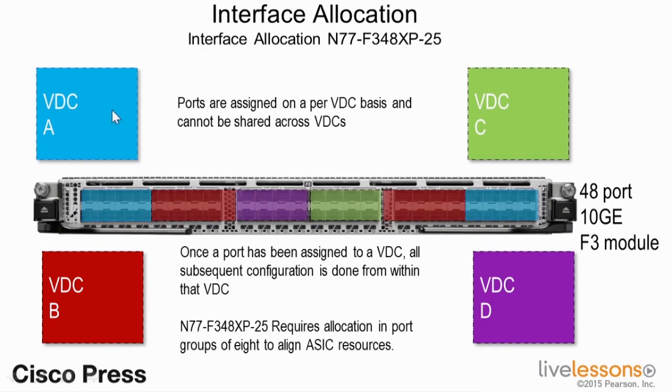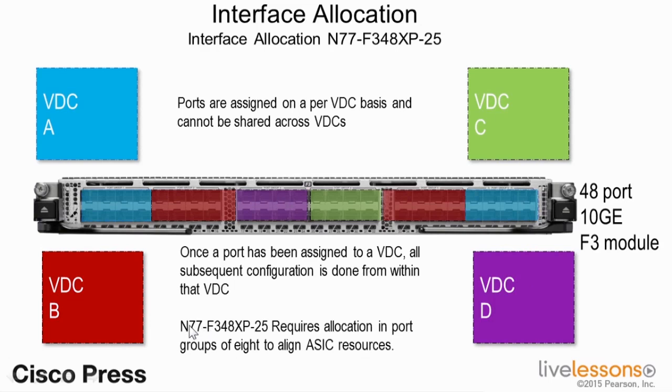If you look, I color-coded VDC-A to represent blue, VDC-B. So this is what I mean. I allocate specific interfaces into blue. So VDC-A has this group of ports as well as this group of ports in it. And purple, VDC-D, has the purple ports allocated to it.